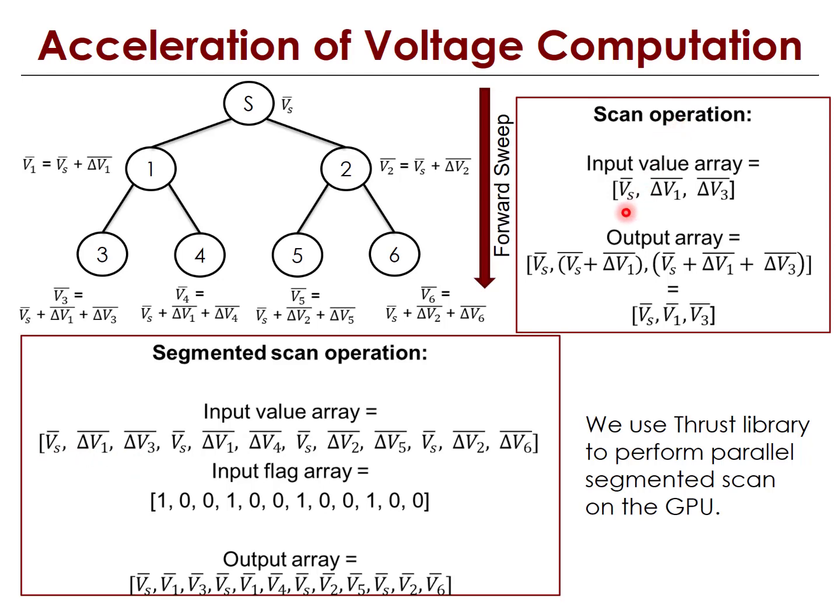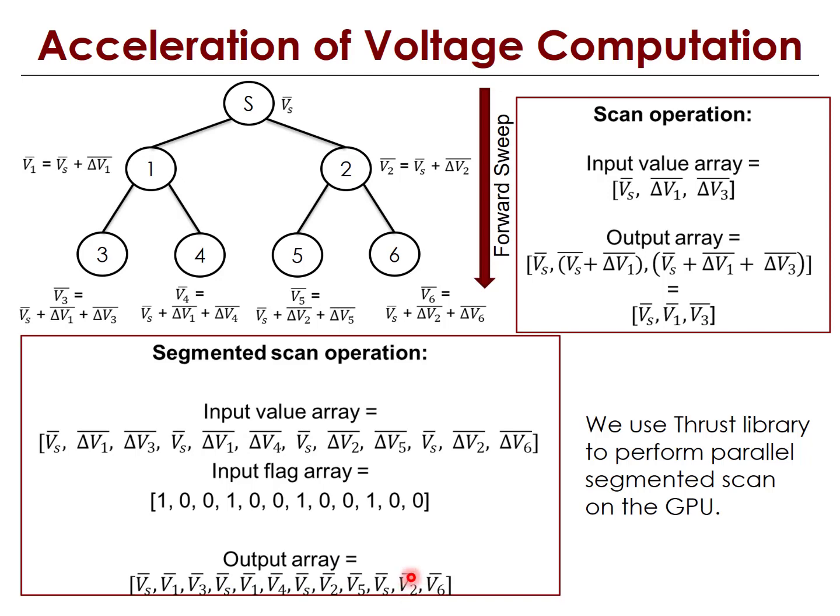So here are these first 3 input values, which constitute the first segment. And if you give this input to the scan operation, your output would be equal to these values, which in turn is equal to the voltage of the selected node, the first node, and the third node. Although the segmented scan involves some redundant computation, because as you see in this output array, voltages of the first node and the second node are computed twice.